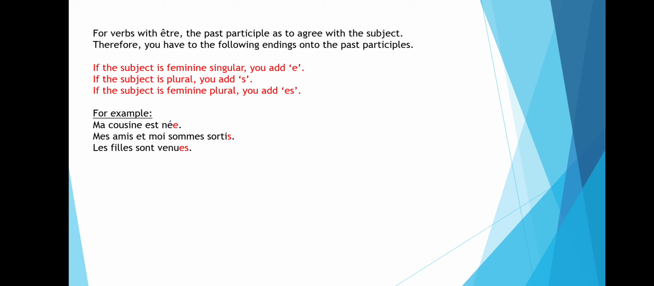For example, ma cousine est née. Ma cousine is a female singular, so you add an e. Mes amis et moi sommes sortis. So that's plural, so you add an s. And les filles sont venues. It's feminine plural, so you add an es. And also, the auxiliary is a form of être, so it's est, sommes, and sont.